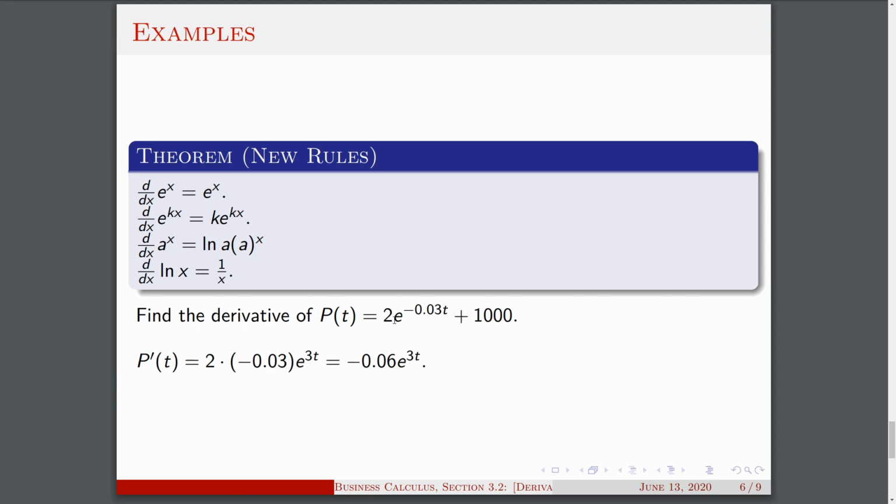Let's look at another example. So suppose we have 2 to the e to the negative 0.03t plus 1,000. So this would be an example of exponential decay, and I know that because this rate here is negative. So it looks like this function here where the k is negative, and so that'll come out in front. So we'll have negative 0.03 times 2, which is negative 0.06.